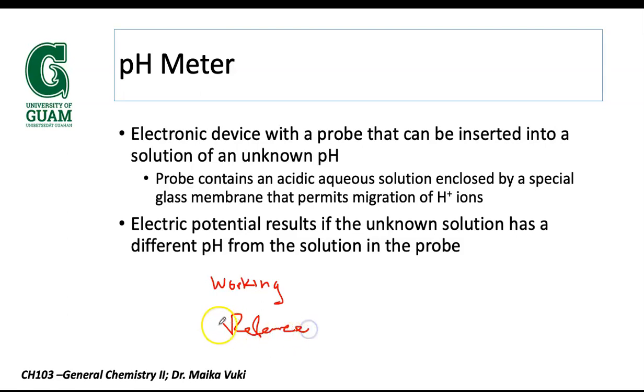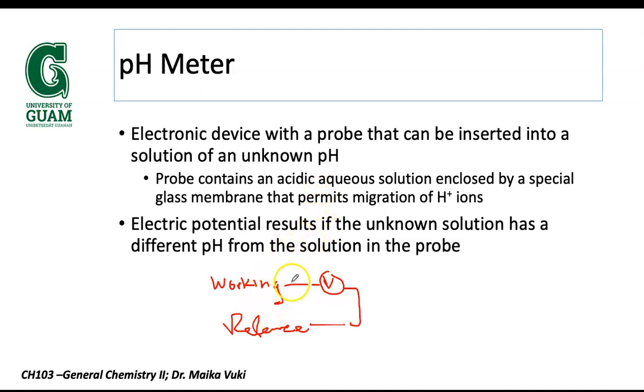Okay, in general, that's what we have in a pH meter. And the potential difference between these two, that is the voltage, let me just put a voltage sign between these two, is what essentially measures the pH in general.